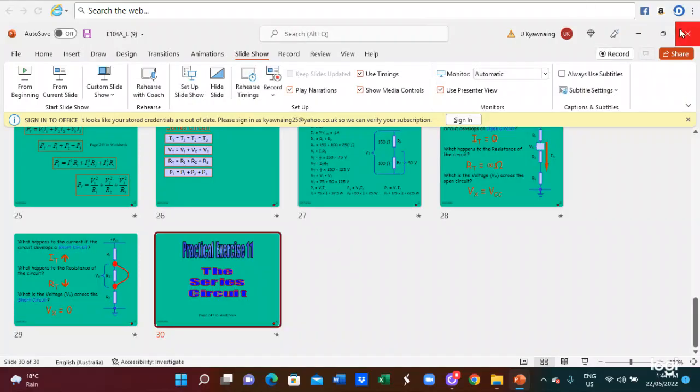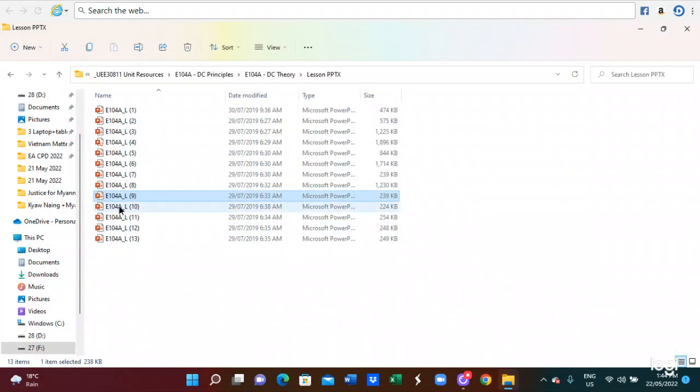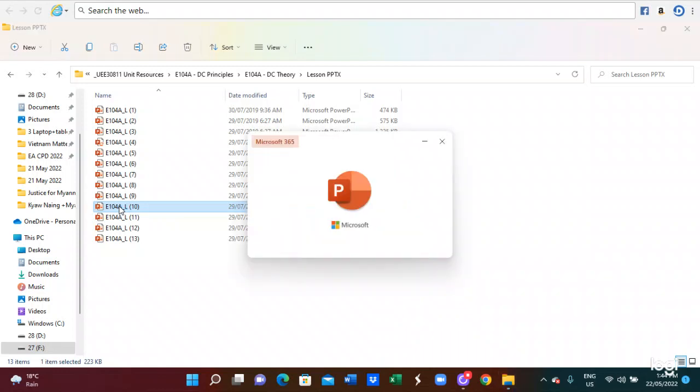And then you have to do this practical exercise. This is for E104 and also lesson 10.